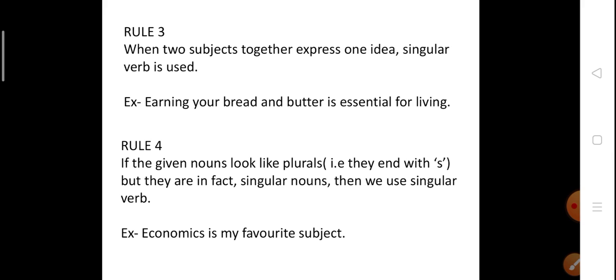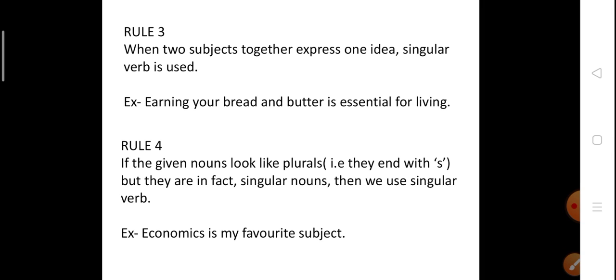Now rule number 4 says that if the given noun looks like plural, that means it is ending with s, but they are in fact singular nouns, then we use a singular verb. For example, let me help you understand this. There are certain words which end with s, but they are singular actually. They are not plurals. So with those words, we use a singular verb.